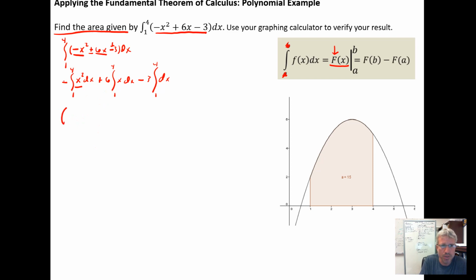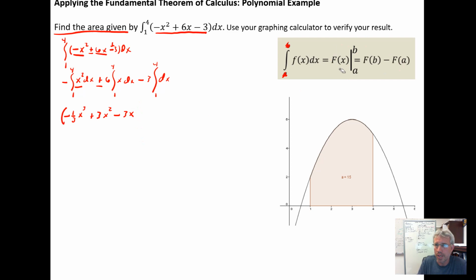So for this first piece, it would be negative, and then the antiderivative of x squared is 1/3 x cubed, plus 6 times the antiderivative of x, which is 1/2 x squared. But 6 times 1/2 is just 3, so we get 3x squared right there. And then we get minus, and the antiderivative of 3 with respect to dx is just going to be minus 3x.